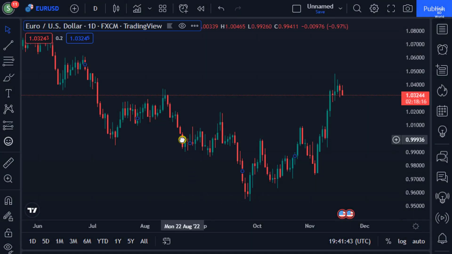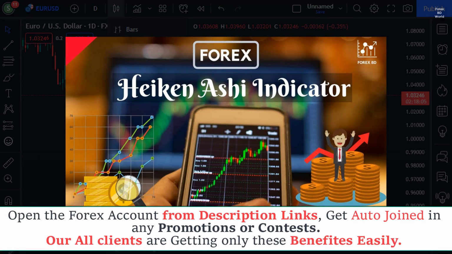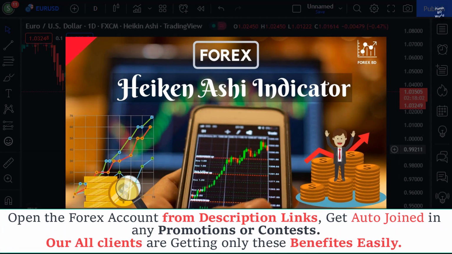We have seen many types of charts in the market like candlestick chart, line chart, bar chart. Also, a few days ago, we gave a video on the Fibonacci chart. It is a different kind of chart. If you want, you can also use it.